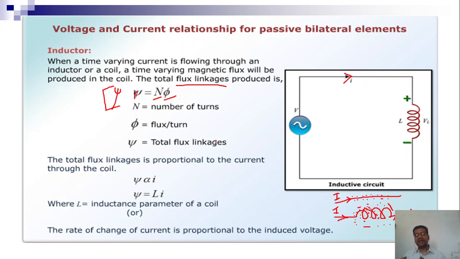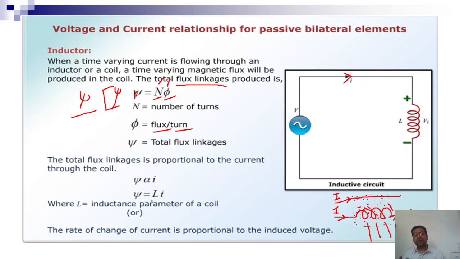How much flux is there, and how much flux is linking to these conductors? What is this N? N is the number of turns. This is one turn, this is the second turn, this is the third turn. So N is the number of turns, and phi is your flux per turn. The total flux linkages psi is proportional to the current through the coil.